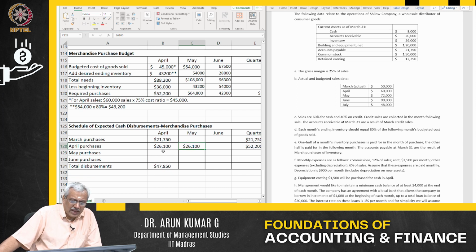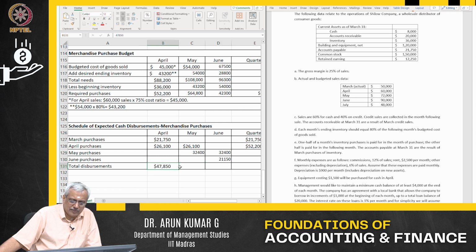Now, let us look at April payment out there. Now, let us look at May. In May, I pay half of the purchase of April plus half of the purchase of May. This is the purchase of May, 50% of it I pay in the month of May. The other 50% I will pay in the month of June. June, what will I pay? I will pay 50% of the purchase I make in the month of June.